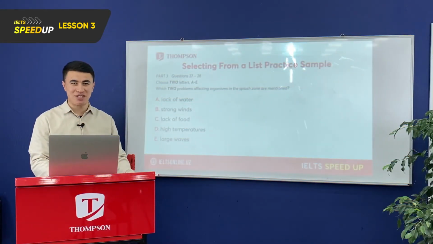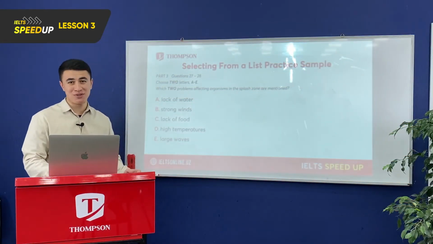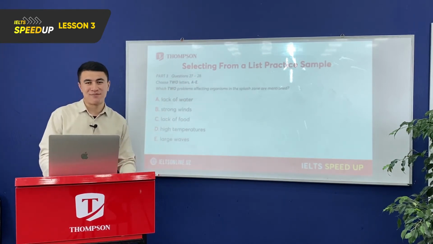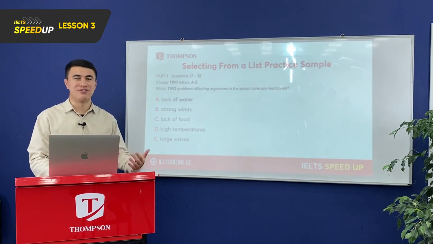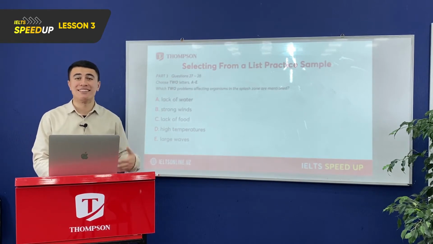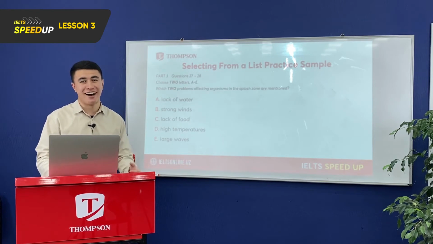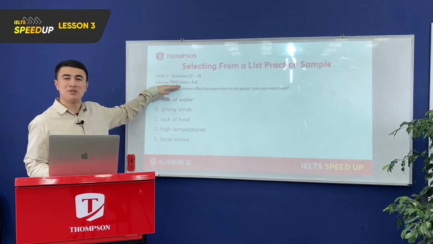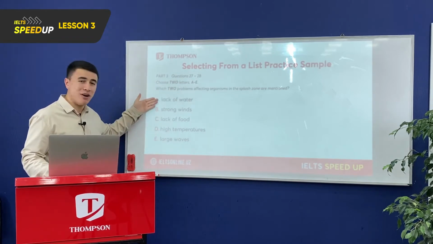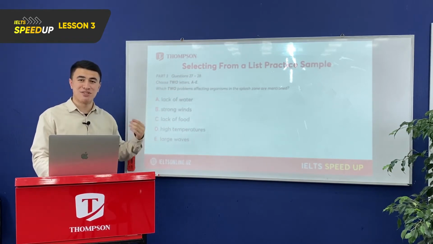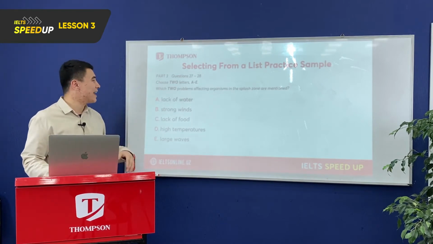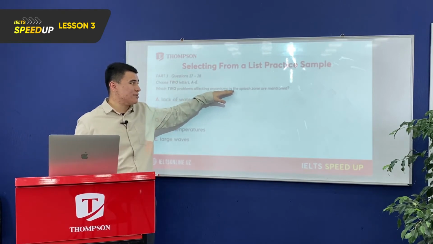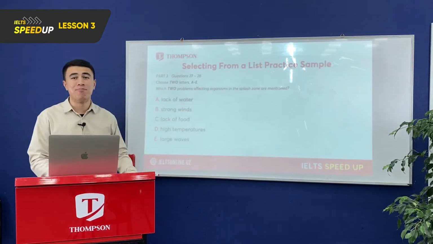So next question type that we will focus today is selecting from a list. Okay, first of all, you should remember that you should look at title if you have it. Otherwise, you start reading instructions. Choose 2 letters. It means out of these 5 options, you should choose 2. And of course, which 2 problems affecting organisms in the splash zone are mentioned.